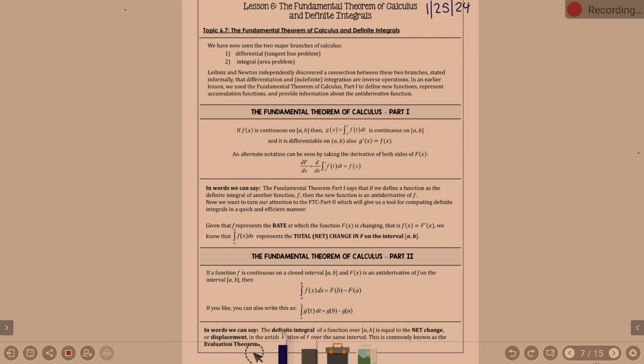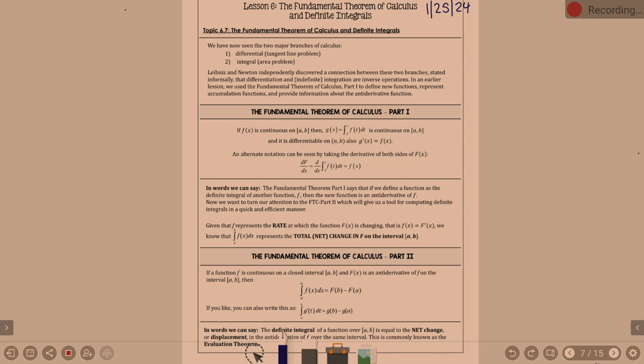In an earlier lesson, we used the fundamental theorem of calculus part 1 to define new functions, represent accumulation functions, and provide information about the antiderivative. So that's when we were doing the derivative of the integral, and we talked about how derivative and integral cancel each other out. Okay? So now that's right here. Okay, fundamental theorem of calculus part 1 that we already talked about.